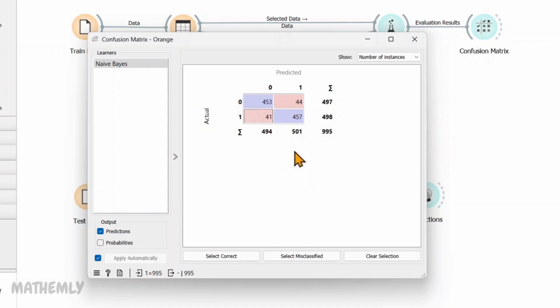The model does well overall, correctly classifying 910 out of 995 cases. The number of false negatives, 41, is important in medical applications since missing a diabetic case could have serious consequences. The 44 false positives mean some non-diabetic patients are wrongly classified, which could lead to unnecessary medical tests. By analyzing this matrix, we can decide if we need to fine-tune the model further to reduce errors, especially false negatives, to make it more reliable for real-world diagnosis.